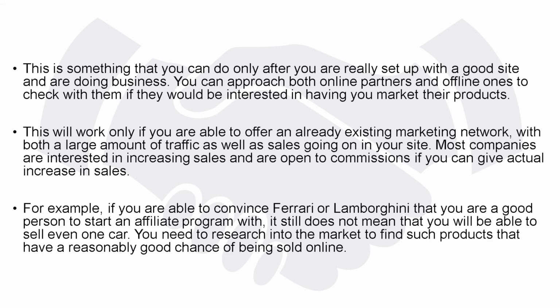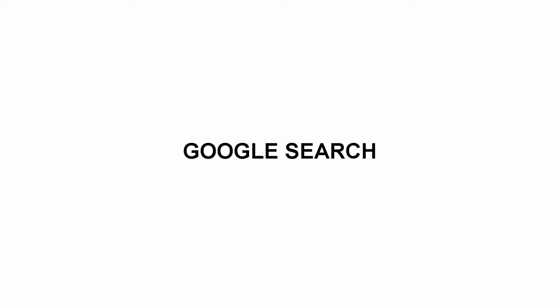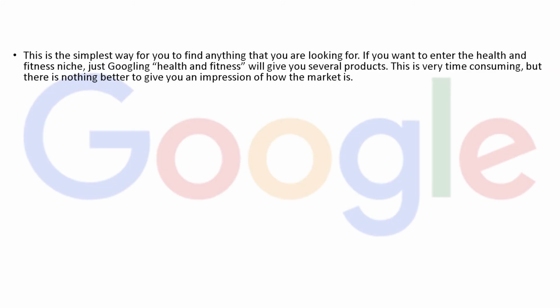For example, if you're able to convince Ferrari or Lamborghini that you're a good person to start an affiliate program with them, it does not mean that you will be able to sell even one car. You need to research the market to find such products that have a reasonably good chance of being sold online. Google search. This is a simple way for you to find anything that you're looking for.